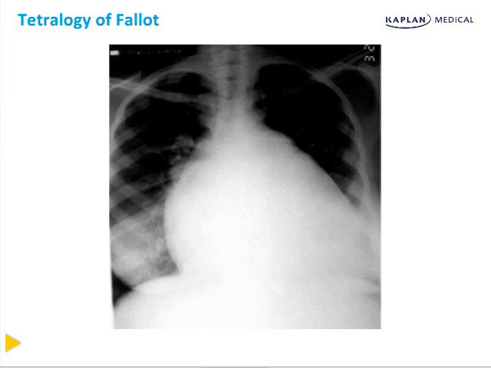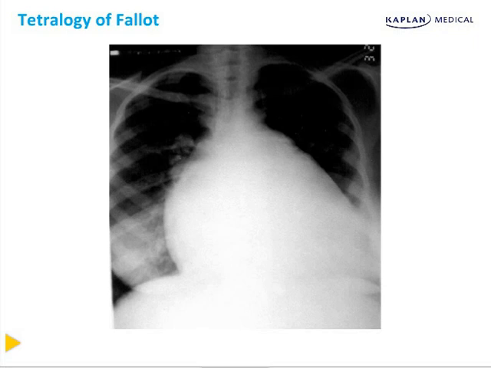So here's a chest film of a child with tetralogy of Fallot, and the term used to describe this chest film is a boot-shaped heart for obvious reasons. Or maybe not so obvious, maybe it doesn't look like a boot to you. But regardless, you can see that the right heart border is bowing way out, secondary to right ventricular hypertrophy, one of the 4 features of tetralogy of Fallot.